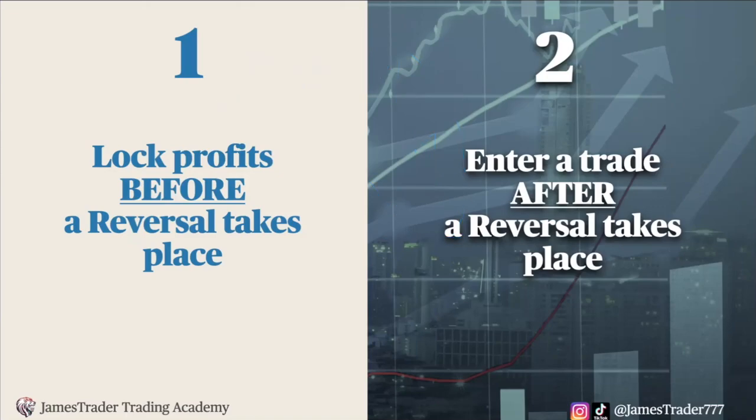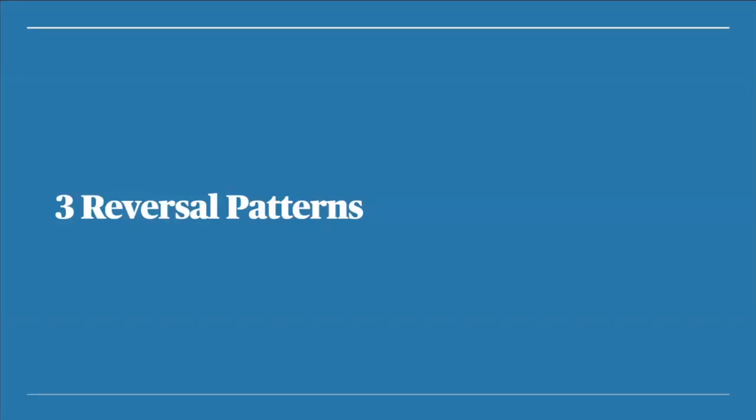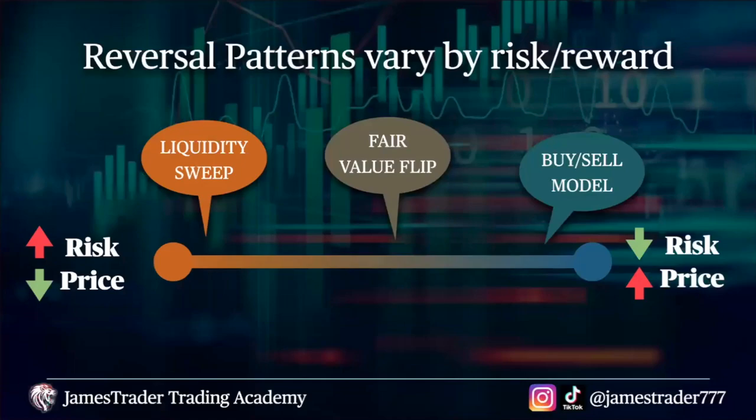So hard things are great because you struggle through pain for a very long time, and then when you get them, it's extremely satisfying. So let's move on to the three reversal patterns, and then we'll go through each individually. The three we're going to cover are liquidity sweep, fair value flip, the FVF pattern you guys have heard, and the buy and sell model. I want you to understand that these three vary between risk and reward. So the liquidity sweep one that I'm going to describe is the riskiest of the group, highly risky.